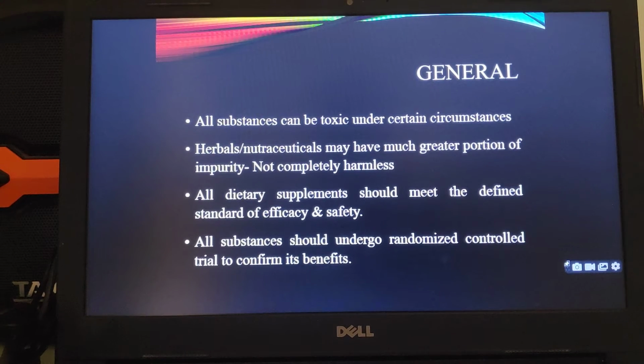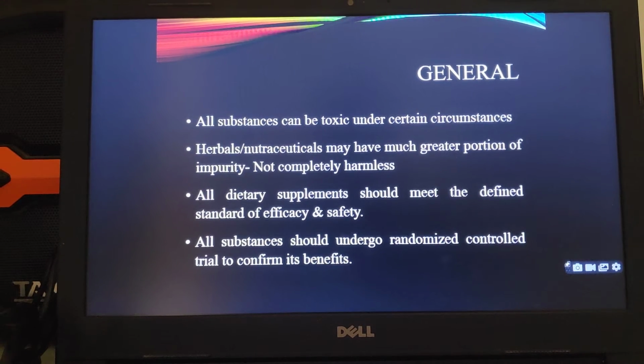A few things should be borne in mind: all drugs are toxic under certain circumstances. No drug is completely safe. Secondly, people consider that herbal products and nutraceuticals are absolutely fine, with no risk of side effects, but they should also remember that these products have a greater proportion of impurity and can cause some harm to the patient.